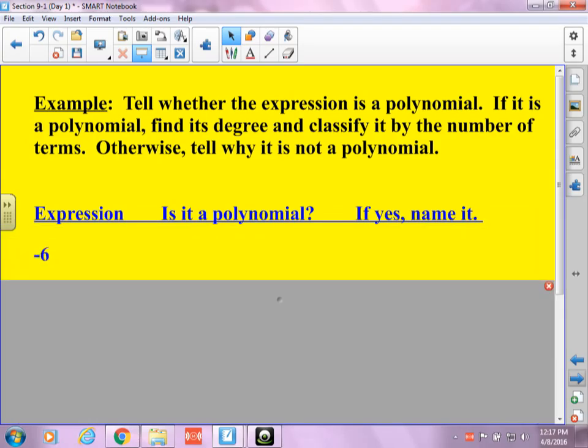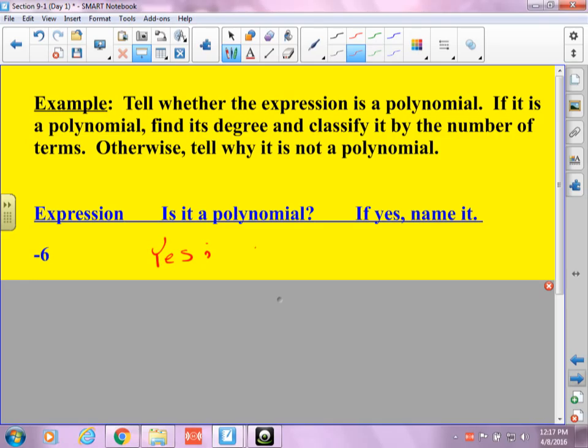It's -6. You have to determine is it a polynomial. Now, I'm going to tell you it is, and you're going to go, well, why, and how do you know? I'll tell you why in a minute. So first of all, is it a polynomial? Yes. I'm going to tell you it is. What's the first name?